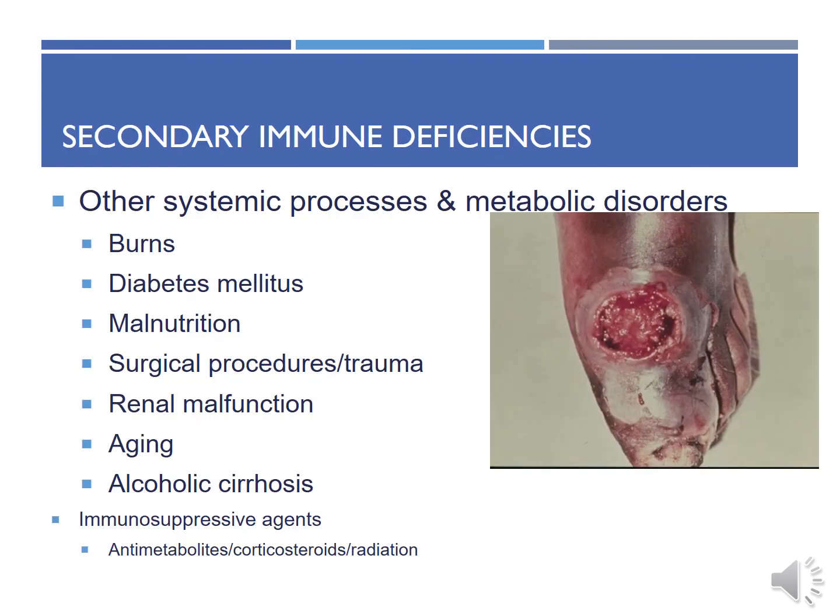So there are a lot of other secondary immune deficiencies. We can go over burns, diabetes mellitus, malnutrition, a surgical procedure, or even aging, alcoholic cirrhosis, immunosuppressive agents, corticosteroids, radiation, and chemotherapy. So there are a lot of these processes that can actually lower your immune system and cause you to develop another disorder.